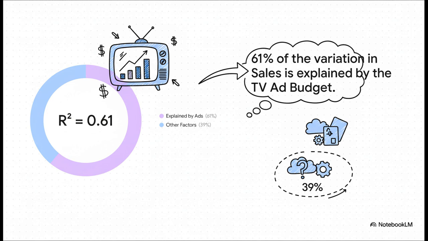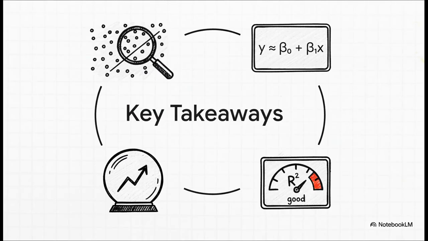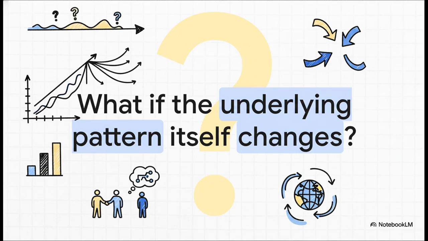So, to wrap it all up, linear regression is just about finding the best straight line to summarize our data. It gives us a simple equation to predict something we care about, like sales, using something we already know, like our ad budget. And finally, that R-squared score gives us a report card on how well our model is actually doing its job. So, we've successfully found a pattern in the noise of our past data. That's an incredibly powerful thing.